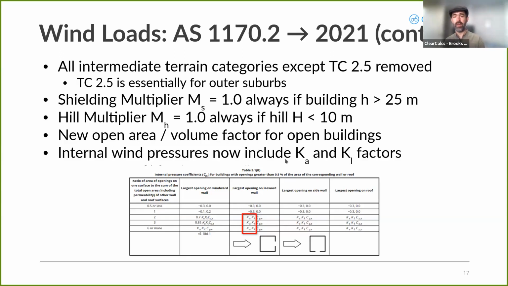And finally, internal wind pressures now are to take account of local and area factors for internal wind when you have one particularly large opening on a building. So particularly for warehouses, but also for garages as well, you should be taking account of these Ka and Kl factors, which might help, they might hurt too. They might decrease your wind load, they might actually increase your wind load in the structure as well. So take note of that for internal wind pressures.